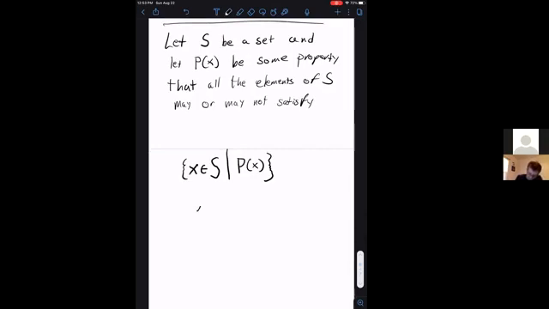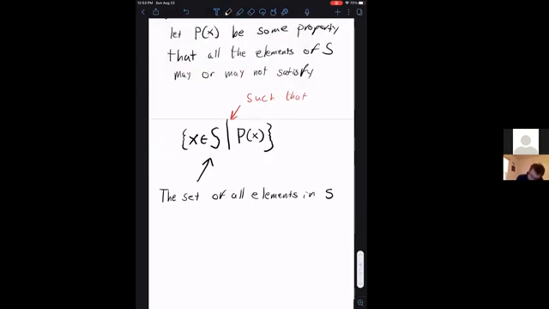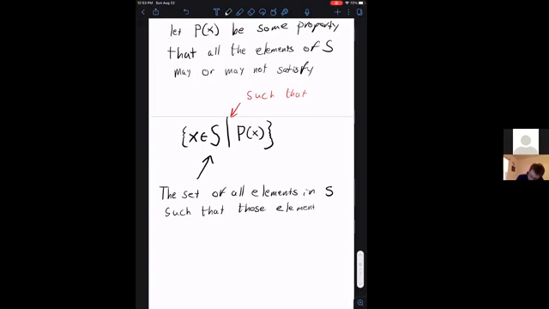And I'm going to write what this means in words. This means the set of all elements in S, this little bar here means such that, such that those elements have the property P of X. Okay, that's what that means.